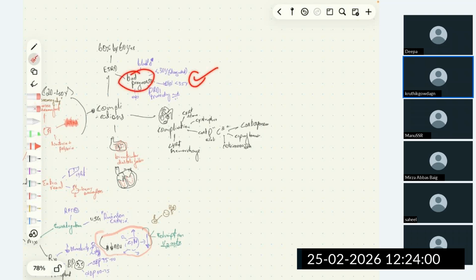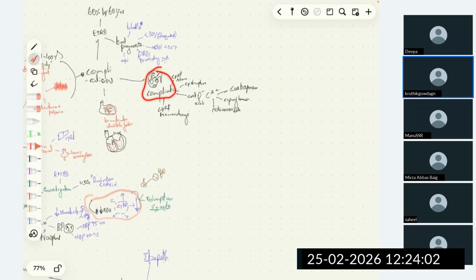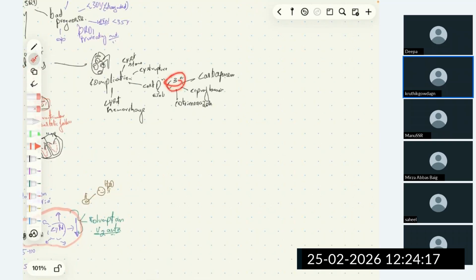Other complications are related to cysts. There may be stones developing inside the cyst. The cyst may rupture, leading to acute abdominal pain. The cyst may get secondarily infected with E. coli. We commonly use the 3Cs antibiotics, that is carbapenem, ciprofloxacin, cotrimoxazole. If you want, you can remember this.